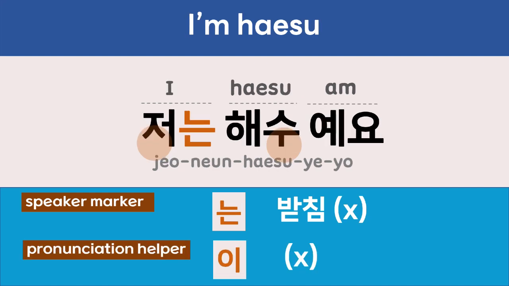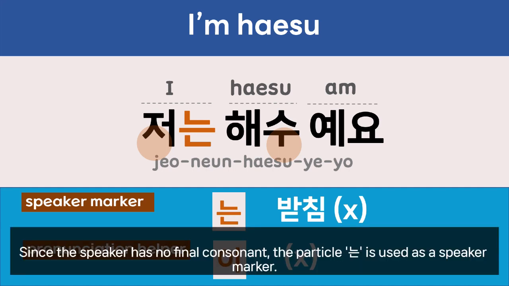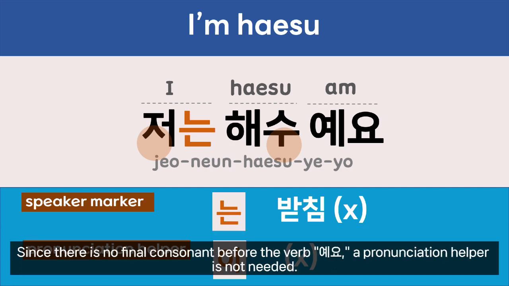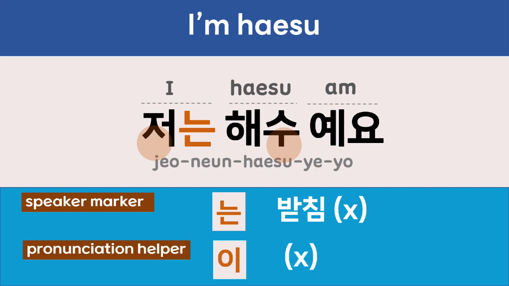I'm 해수. 저는 해수예요. Since the speaker has no final consonant, the particle 는 is used as a speaker marker. Since there is no final consonant before the verb 예요, a pronunciation helper is not needed.